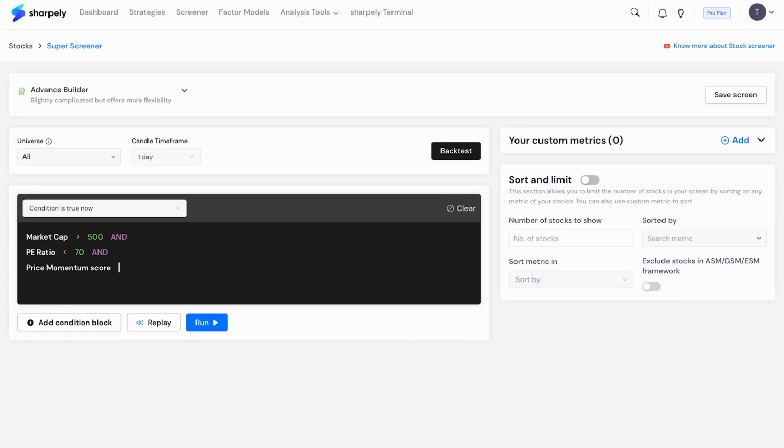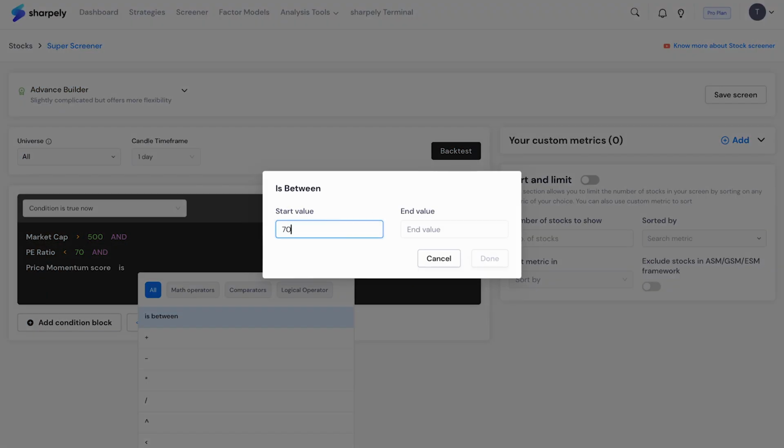Finally, we add a price momentum score filter, setting it to a range of 70 to 85. This metric identifies companies that are showing strong upward momentum in their stock prices, suggesting that investor sentiment and market trends are working in their favor.